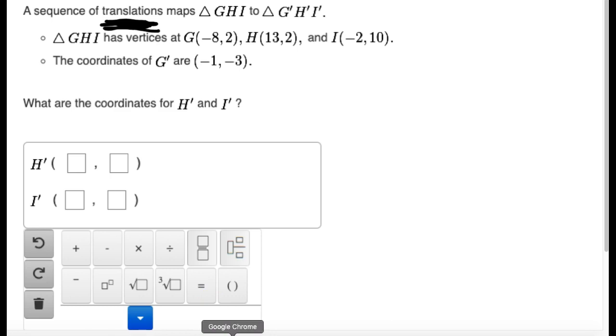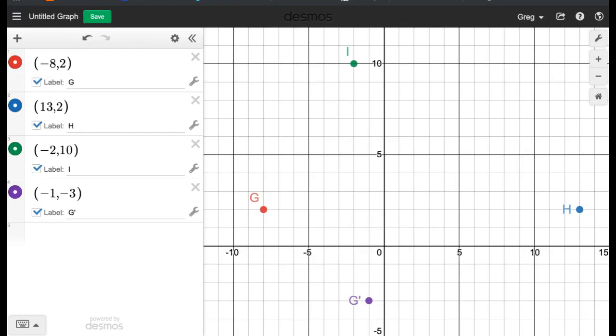So again, I've plotted these points on Desmos. And here's G, H, and I. Those are our three original points. And then they say, here's the new G. Figure out where the new I and the new H are. To do that, I need to find how far I travel to get from G to G prime. So on the graph, I can just count. I'm going 1, 2, 3, 4, 5, 6, 7 to the right, and then down 1, 2, 3, 4, 5.